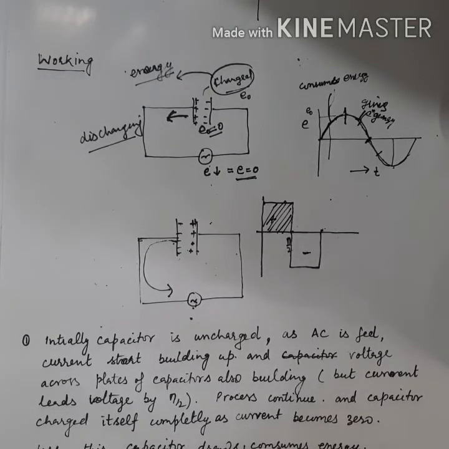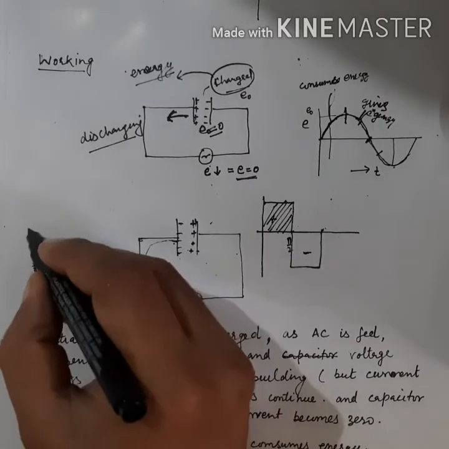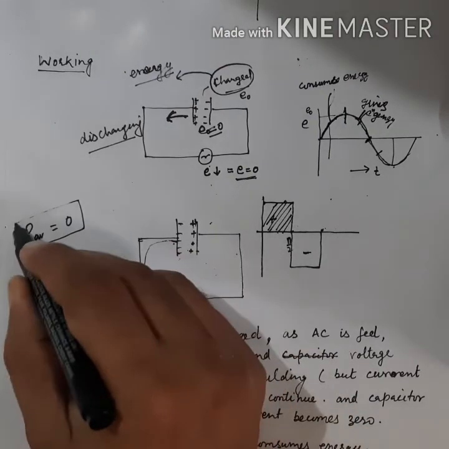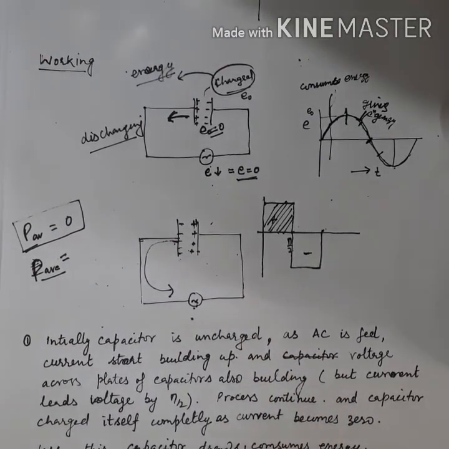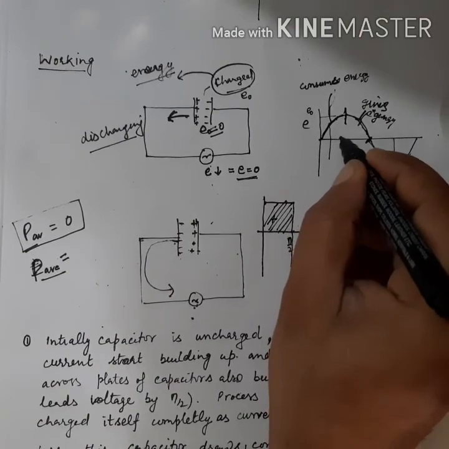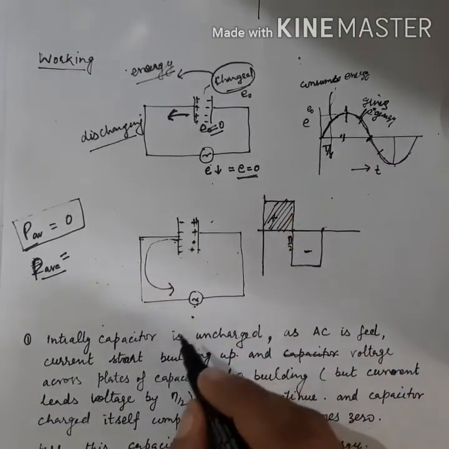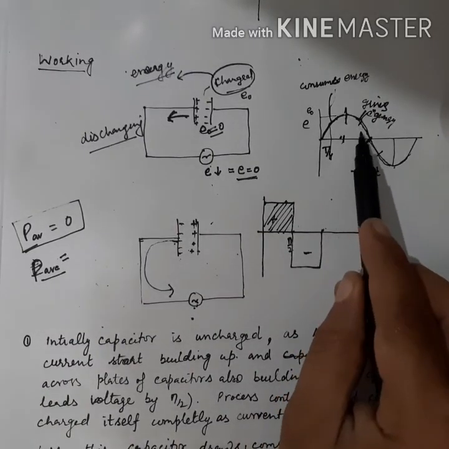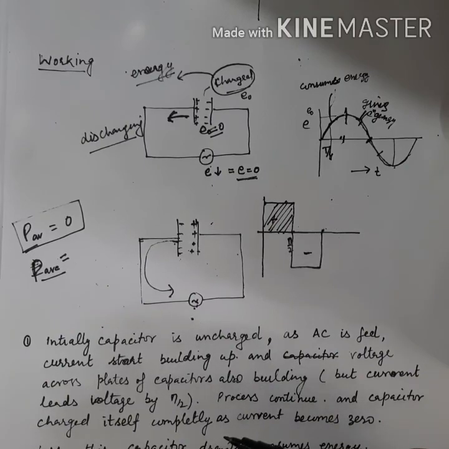When AC is fed to the capacitor, it charges or discharges. When it charges, it consumes the energy. When it discharges, it gives out energy. So if you take the average of all, we can say that the average power consumed by the capacitor is always equal to 0, because for one quarter of the cycle it consumes the energy, and for the other quarter of the cycle it gives out energy. Thank you.